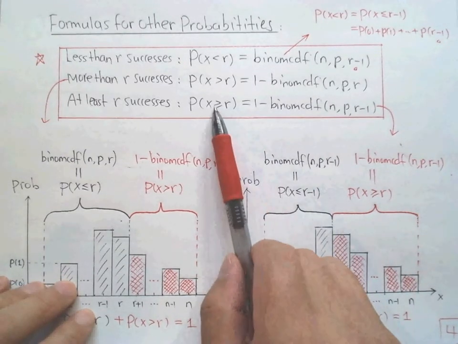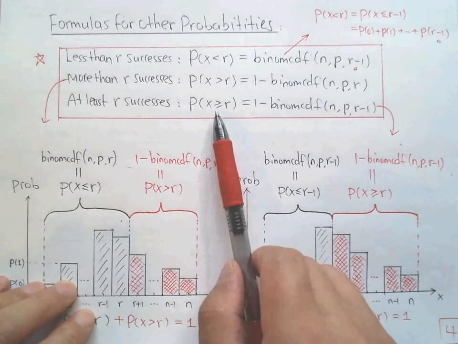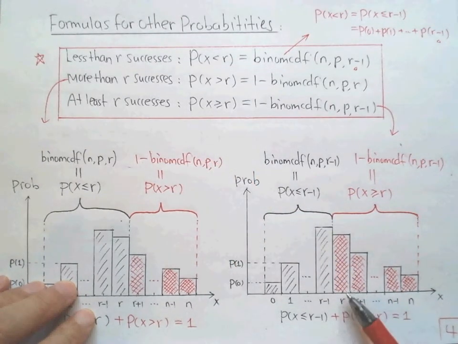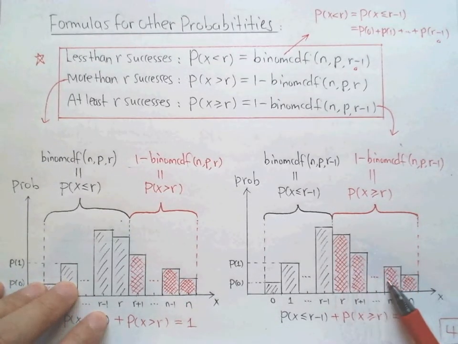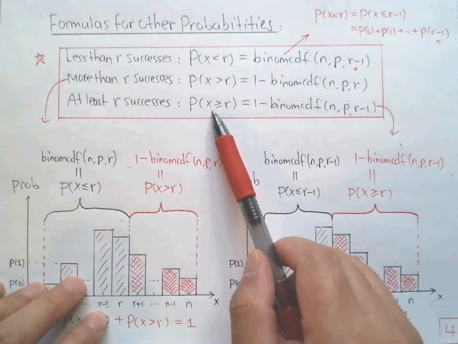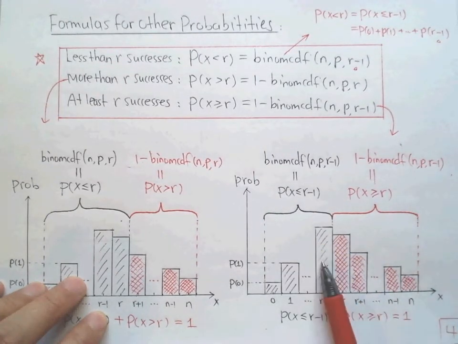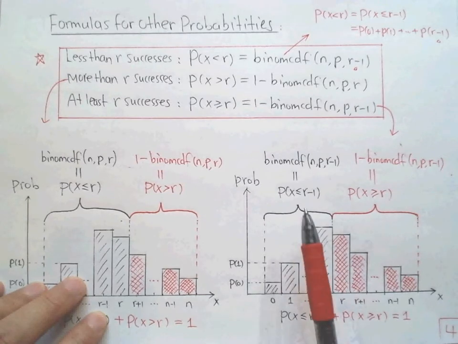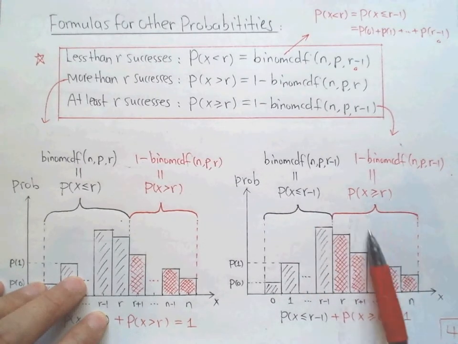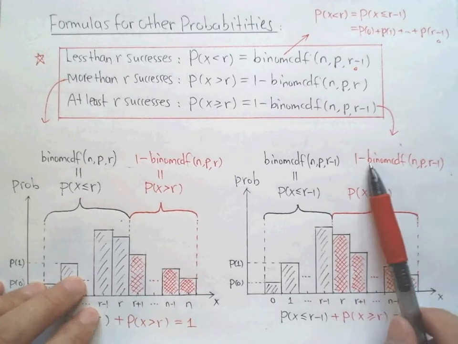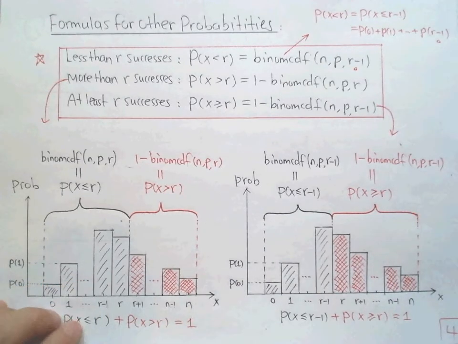Please look at this graph, the same graph. This time I have to highlight the other side, where the red one is the exact probability to find X greater than or equal to R. So this arrow I have to include. It's different from this graph, a little bit different. Can you see all the right side is the probability we need to calculate. At least there are r successes. So what is the opposite? Opposite is at most R minus 1 successes, right? At most means less than or equal to R minus 1, which is binomial CDF of N, P, R minus 1. Therefore, the probability of the right side is 1 minus this.